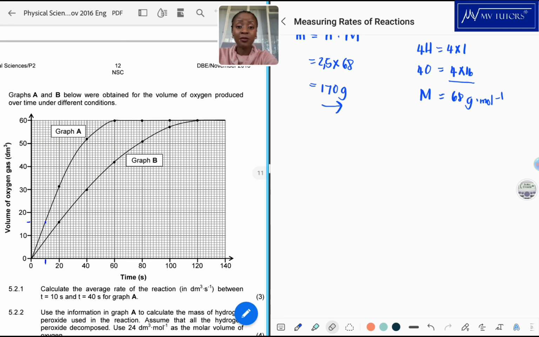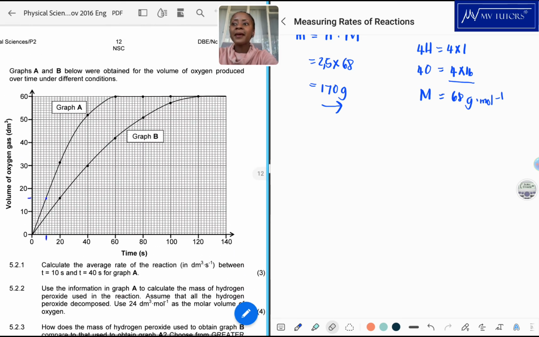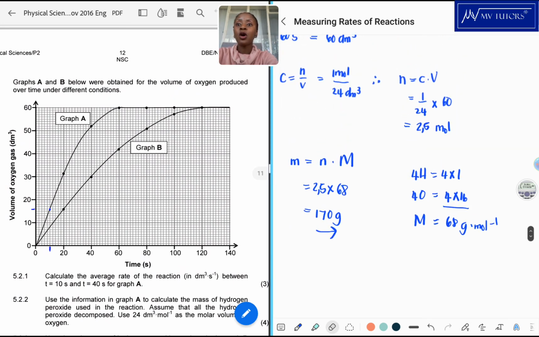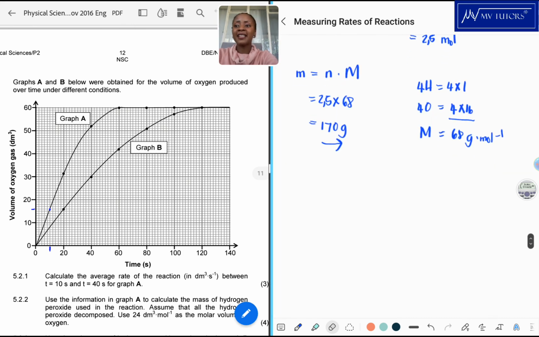If you want to get the rate at which the reaction occurred, you can calculate it. With graph B, it actually took 0.5 cubic decimeters per second, whereas graph A took 1 cubic decimeter per second. So the rate differs. But when it comes to the mass, it will be the same, because at the end of the day, you have the same amount of volume. If you look at the calculation we did before, what we really required was the volume to get this calculation going. And the volume is the same. We have 60 cubic decimeters.